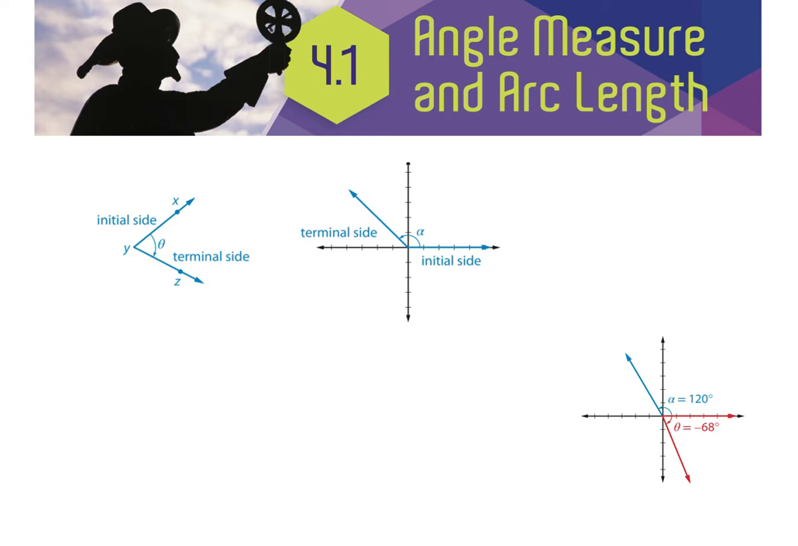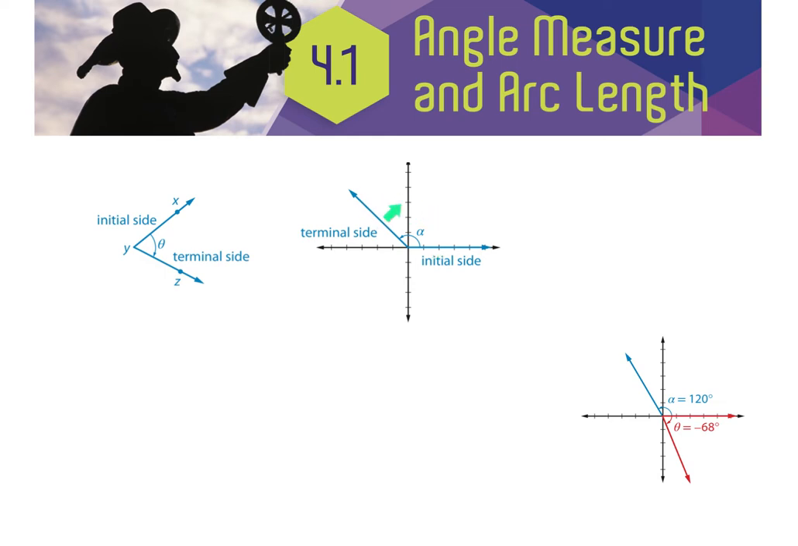Couple terms here. Initial side, terminal side. This is true with any angle, like when we did angles in geometry. Initial side's where you start, terminal side's where you end. When you're on a coordinate plane, your initial side is going to be this positive x-axis here. Standard position is going to go clockwise from there.